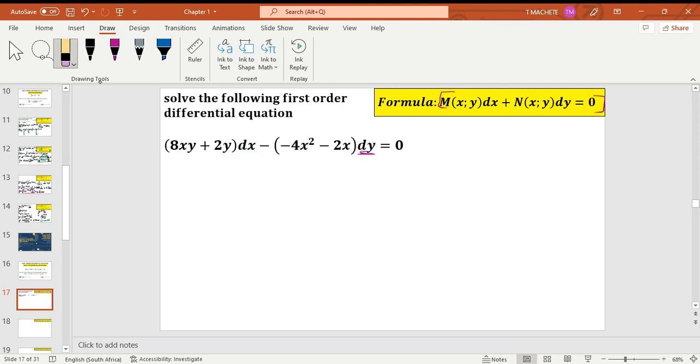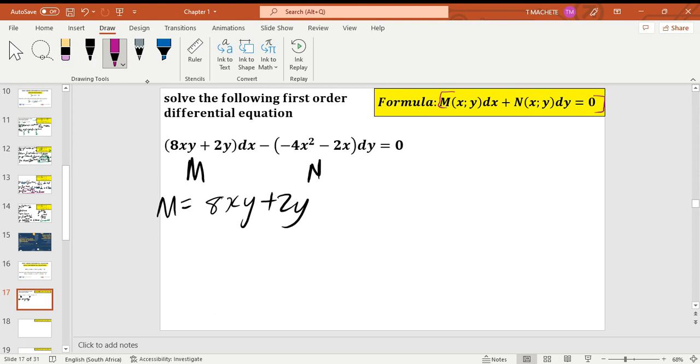So you need to check whether the two are exact or not. The first thing that you do, you're gonna let this one be your M, this one be your N. Okay, so let's write that down. M equals 8xy plus 2y. So guys, you cannot integrate this because it's mixed inside the dx. It's a mixed function.